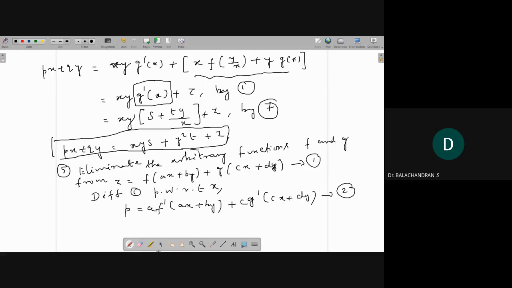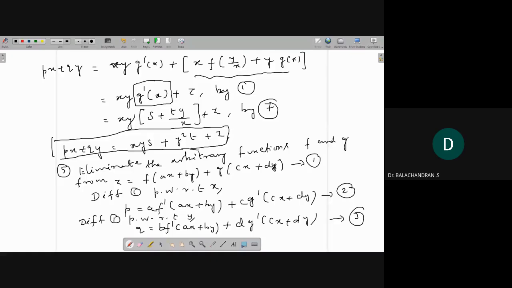Similarly differentiate equation 1 partially with respect to y. So anyone? q equal to f dash of ax plus by into b, plus d into g dash of cx plus dy. Okay, good. Thank you. And this is 3.